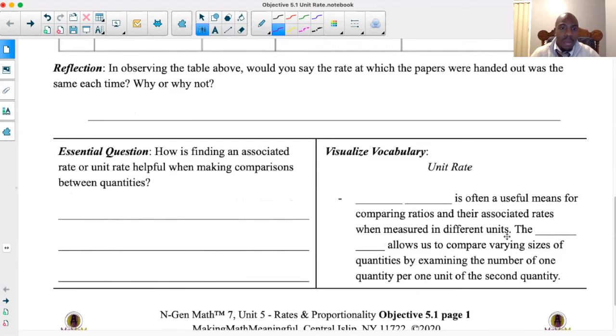So we're going to end up talking about different units: seconds, carats, M&Ms, whatever unit at the end you want to name it, classroom, students. And we're going to find out the unit rate, which is the measurement for one of. See, the unit rate allows us to compare varying sizes of quantities by examining the number of one quantity per 1 unit of the second quantity. And we're going to talk about that more as we go.